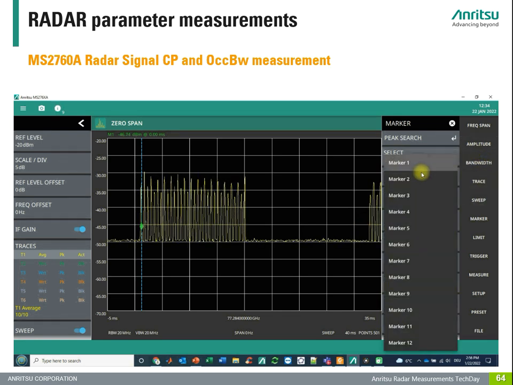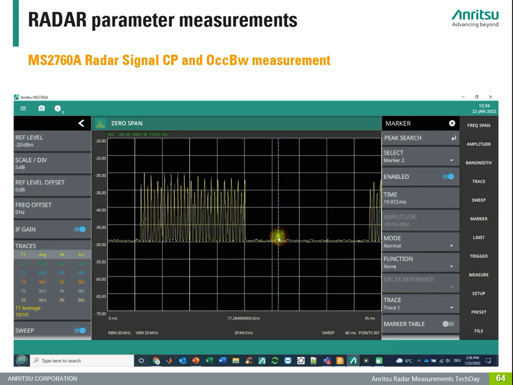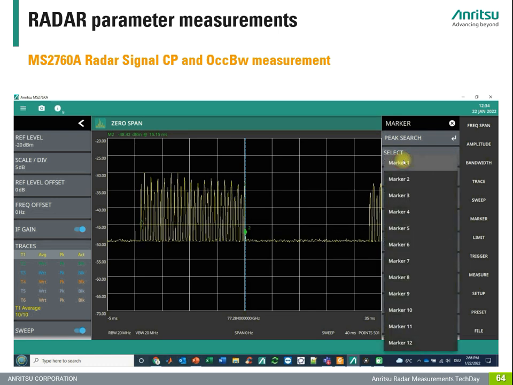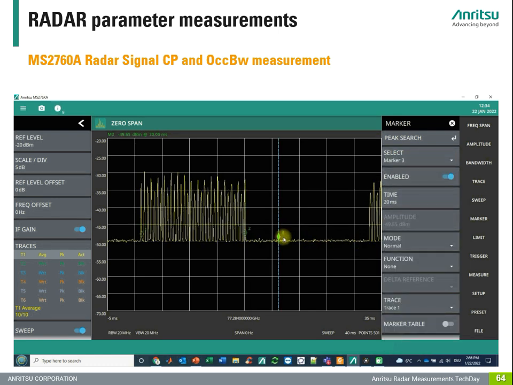Now we are switching on marker 2, and we are adjusting marker 2 in a way that we can measure really the chirp time frame. So this is around 15 milliseconds. We are switching on marker 3, and with marker 3 we would like to measure the frame periodicity. This is the essential figure that we have to use later on in order to do some channel power measurements on the radar itself. So we are getting here 33 milliseconds.